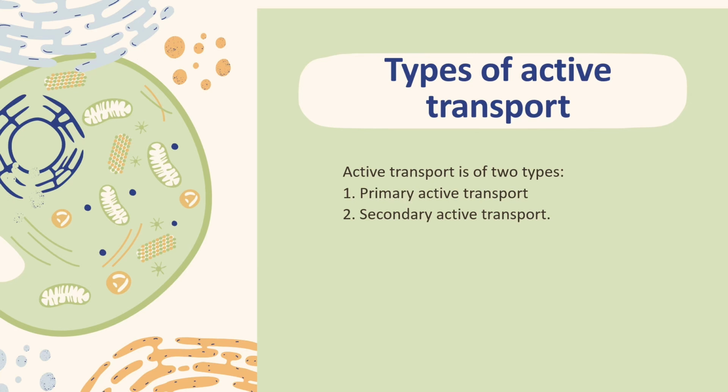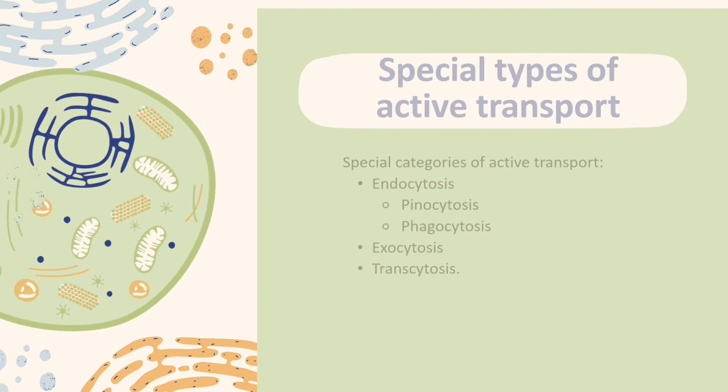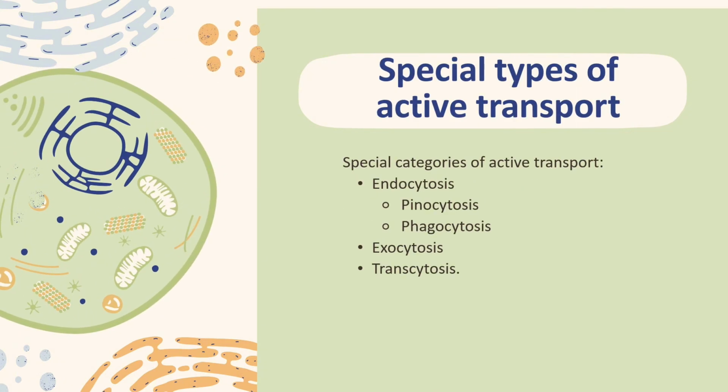If we talk about types of active transport, active transport is categorized into primary active transport, which directly uses ATP, and secondary active transport, which relies on the electrochemical gradient created by primary transport. Just like passive transport, there are also special categories of active transport. Specialized active transport mechanisms include endocytosis, pinocytosis, phagocytosis, exocytosis, and transcytosis. It allows the cell to manage large molecules and particles.